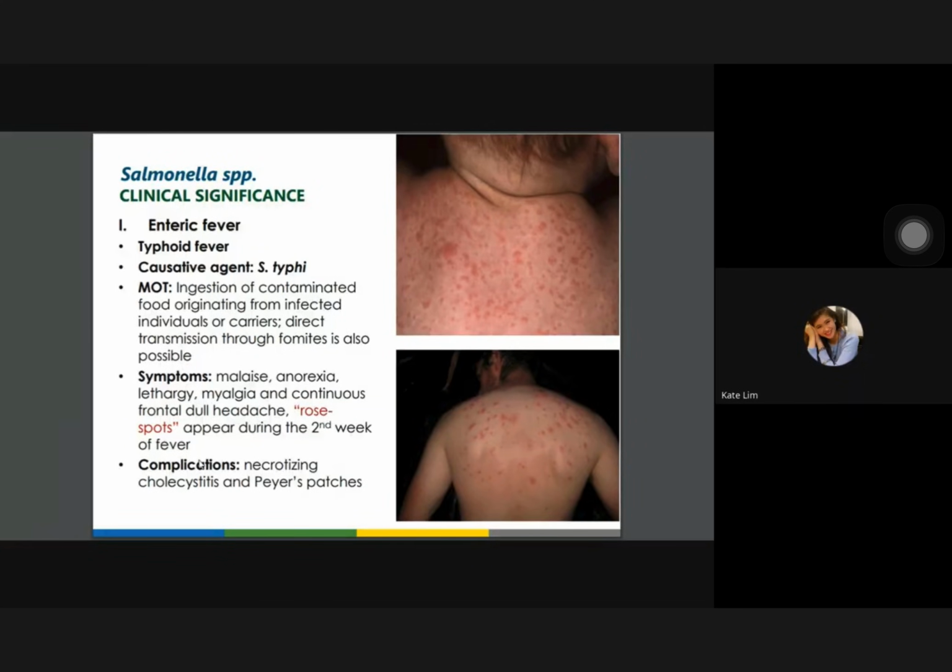So, after you ingest the bacteria, Salmonella typhi, you need to remember that it is an enteric. So, it attacks first the lining of your intestines. It then moves to the nearby lymph nodes. It doesn't stop there on your intestines. It attacks, it adheres, it invades. After invading, it moves to the lymph nodes and spreads throughout your bloodstream.